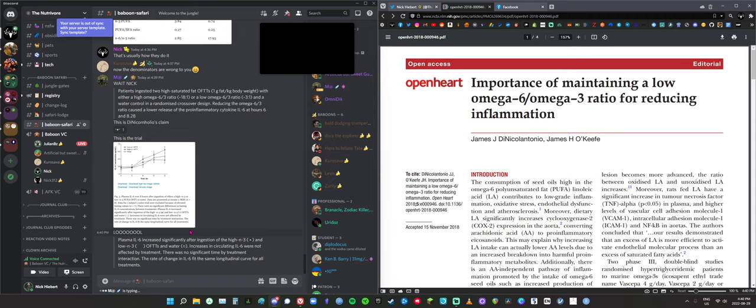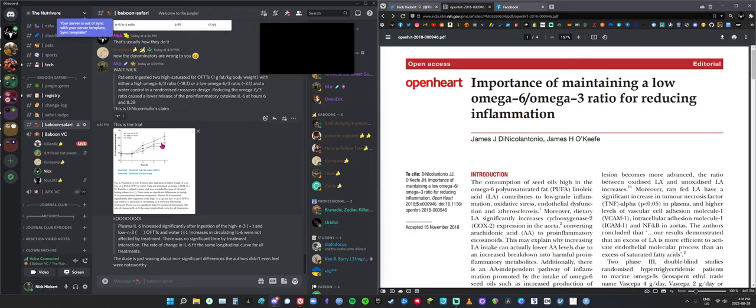Take a look at the chat. Matt posted something, what they actually did in the trial. So look at the claim he made with the ratio. Patients ingested two high saturated fat oral fat tolerance tests, 1 gram of fat per kilogram body weight, with either a high omega-6 to omega-3 ratio, 18:1, or a low omega-6 to omega-3 ratio, 3:1, and a water control in a randomized crossover trial. Reducing the omega-6 to omega-3 ratio caused a lower release of pro-inflammatory cytokine interleukin-6 at hours 6 and 8. That's DeNickel Cornholio's claim.